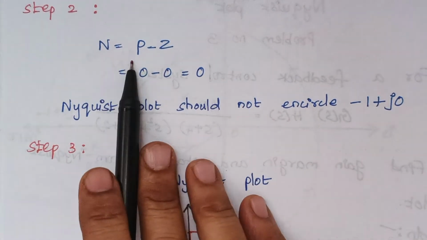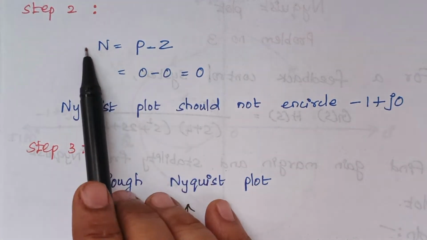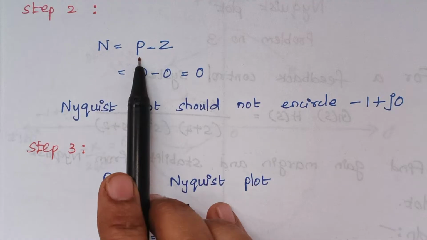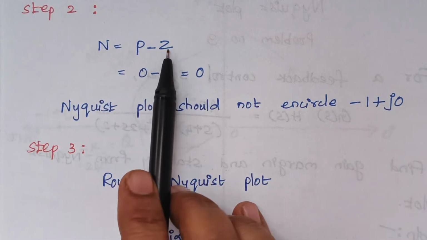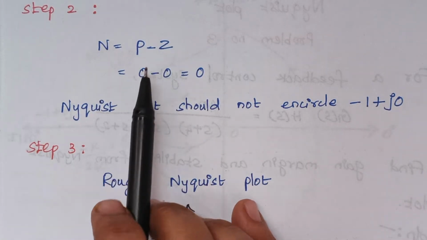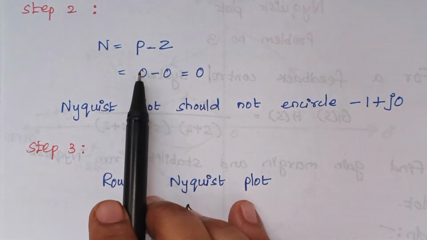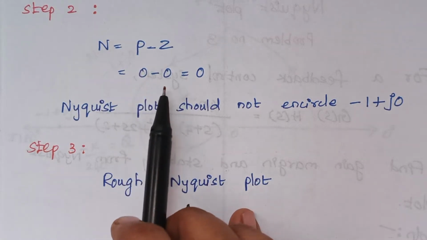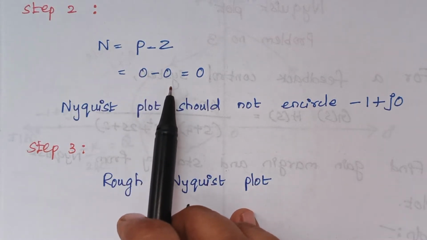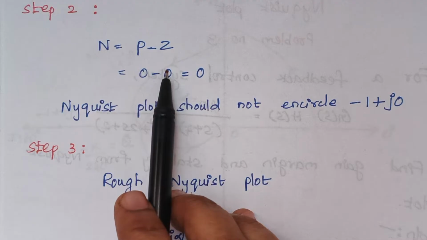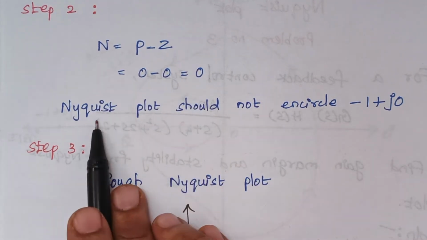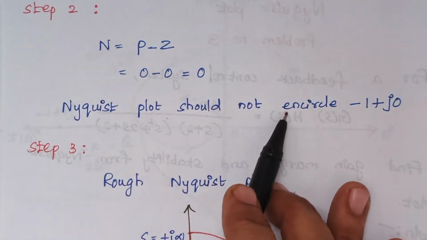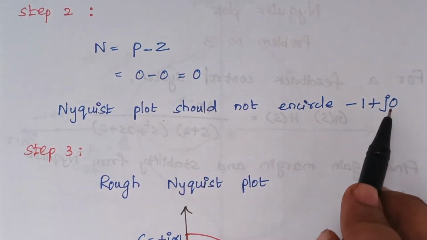The second step is N equals P minus Z. N is the number of encirclements, P is the number of poles lying on the right half of S plane and Z is the number of zeros lying on the right half of S plane. Just now we saw that no poles are lying on the right half of S plane, and from the problem there are no zeros. Zeros are not given at all, so it is again 0. So finally the value of encirclement is 0. That is, the Nyquist plot should not encircle the minus 1 point.